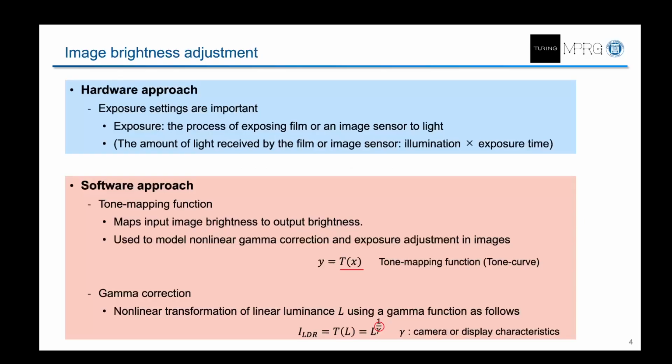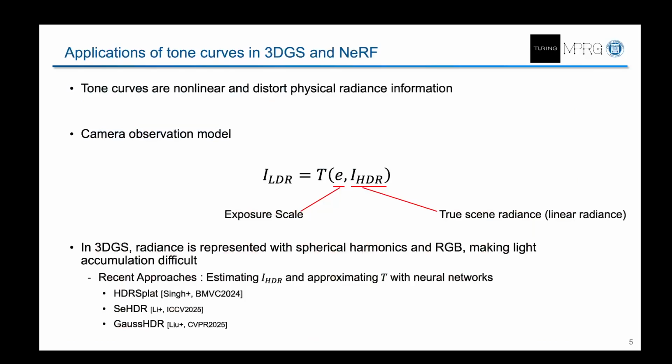There are two approaches for brightness adjustment. One is hardware-based, such as exposure settings. The other is software-based, such as tone mapping. Gamma correction is especially important, as it applies a nonlinear transformation to linear luminance. However, tone mapping is nonlinear and distorts physical radiance. This makes it difficult to accumulate light consistently.